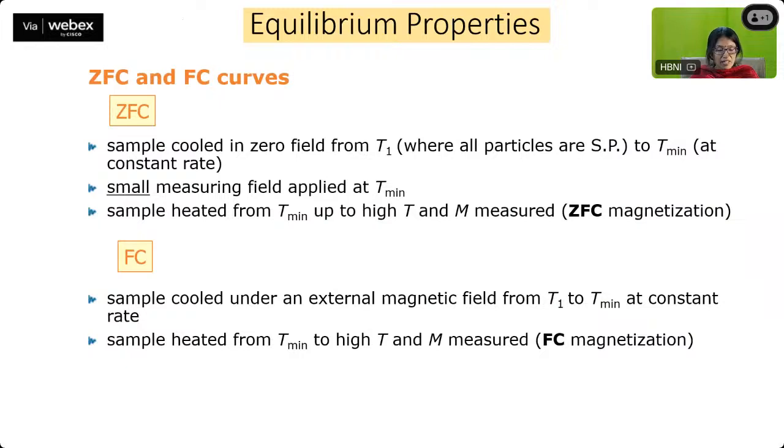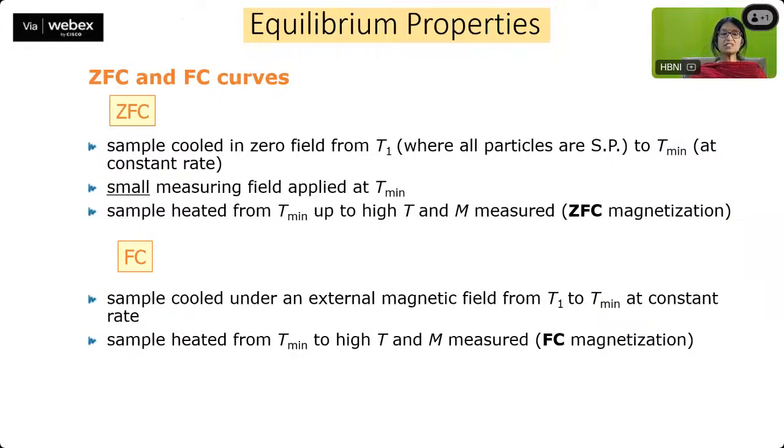Then you have a field cooled magnetization. As the name suggests, the sample is cooled under an external magnetic field from this T1, where all particles are superparamagnetic, to T minimum at a constant rate. And then the sample is heated from T minimum to a high temperature and magnetization measured. So this is a field cooled magnetization.